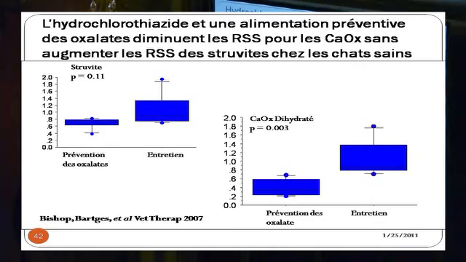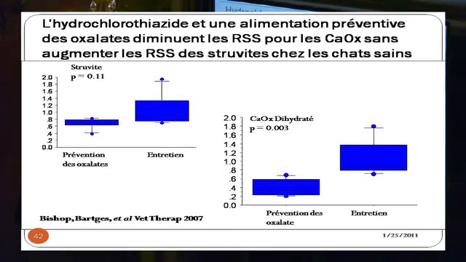It can be used to evaluate other non-dietary treatments. In humans, hydrochlorothiazide, a distal tubular diuretic, is used to treat calcium oxalate stones. We've shown again in healthy cats that in combination with an oxalate preventative diet, administering hydrochlorothiazide results in a degree of lower saturation. In fact, for calcium oxalate on the bottom right, a degree of undersaturation.